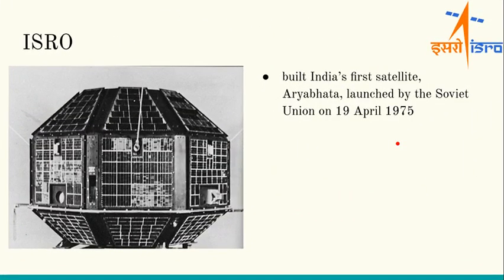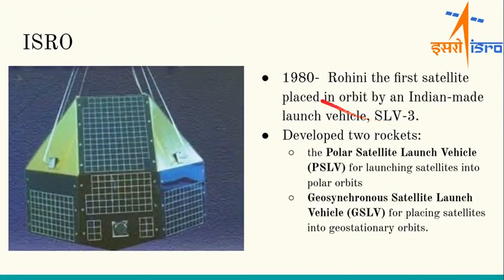So let's see some things about ISRO. ISRO built India's first satellite, and it was named after the famous mathematician Aryabhatta, and it was launched by the Soviet Union on 19th April 1975. In 1980, India launched a satellite called Rohini, which was the first to be placed in orbit by an Indian-made satellite launch vehicle, which is SLV-3.